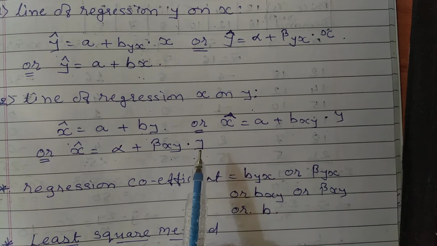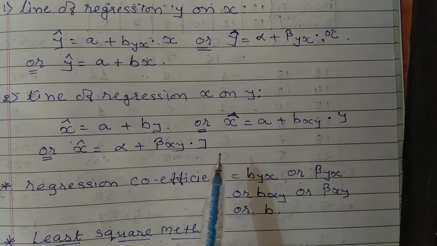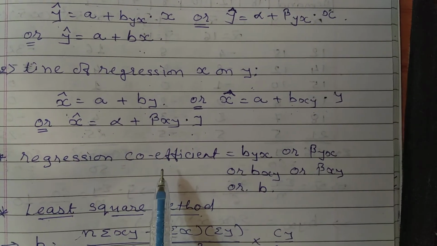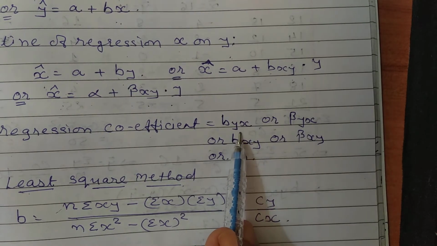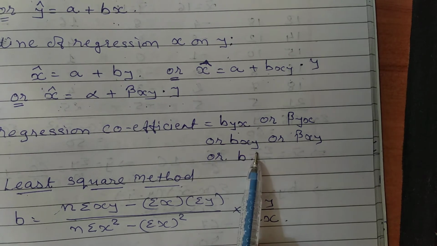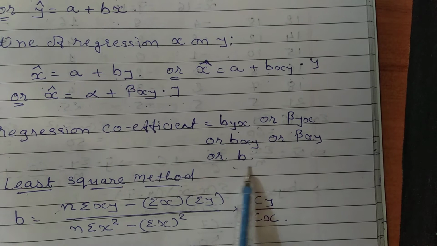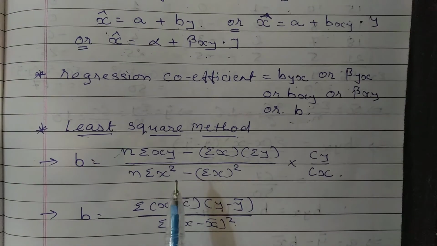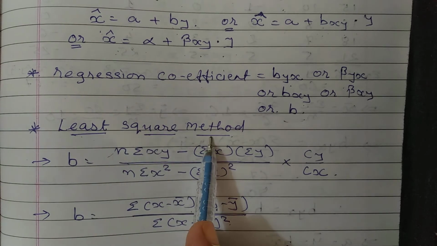Same way, chapter number 3, this is linear regression. This is also of your 12 marks. Now, regression coefficient, as we have discussed earlier, you may consider such a thing as byx, beta yx. Suppose if it is x on y axis, then bxy or beta xy or simply b. Now, the method which we are going to solve is the least square method.